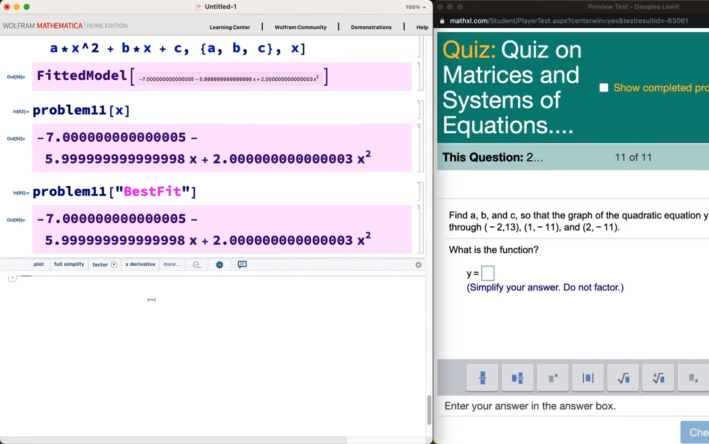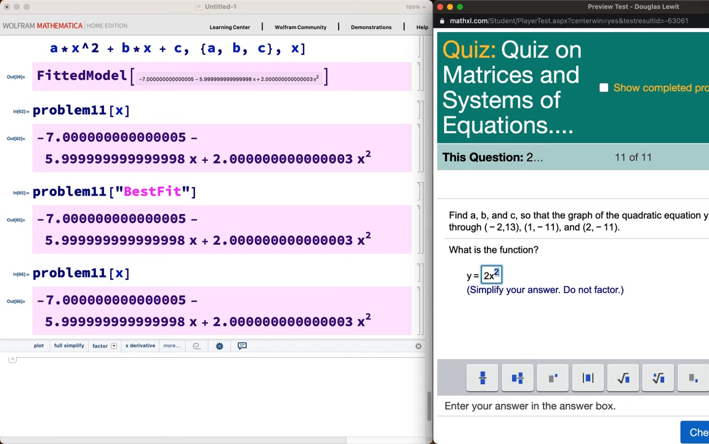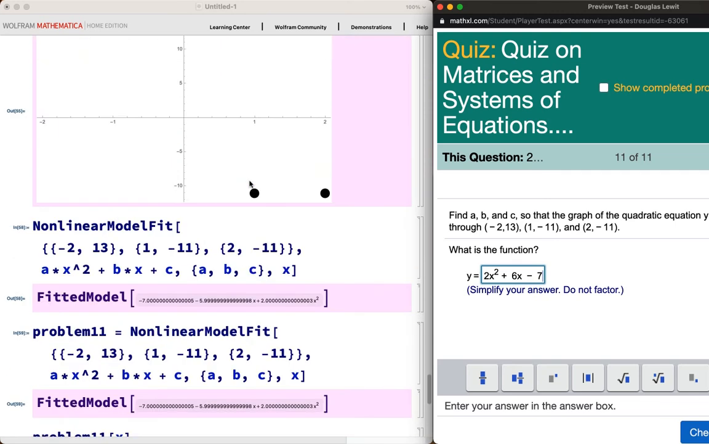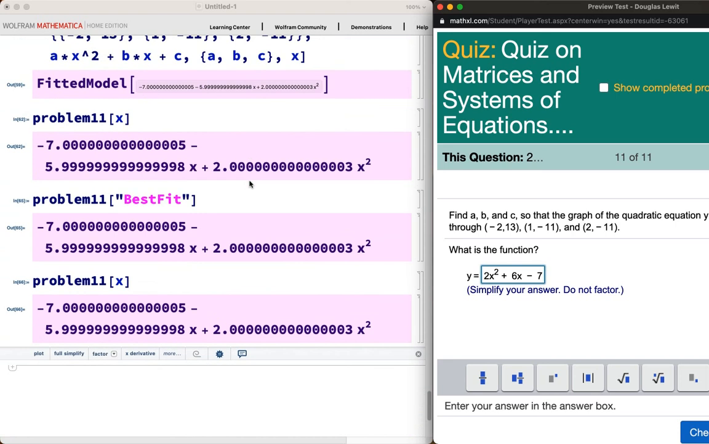Or you know what, we could just do this. Problem 11x. Okay. So that is going to be finally 2x squared plus 6x minus 7. And you know, I should have gotten those same answers from my matrix, which means I think I made a mistake with my matrix, but I'm not going to worry about that right now.